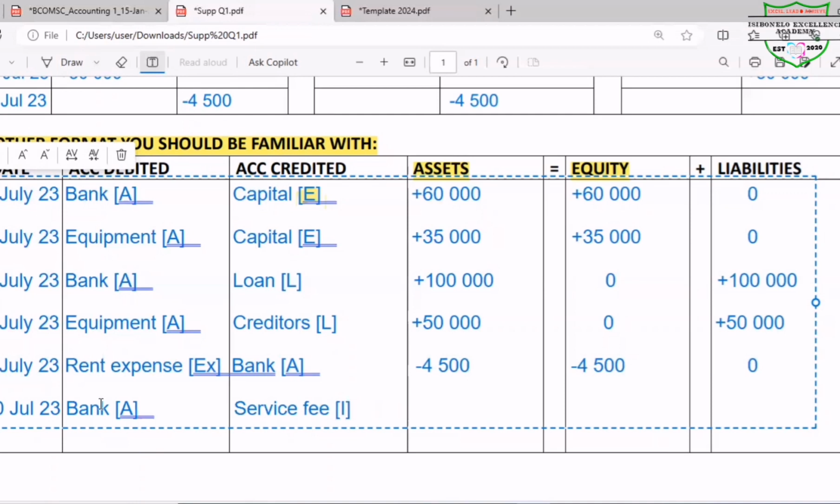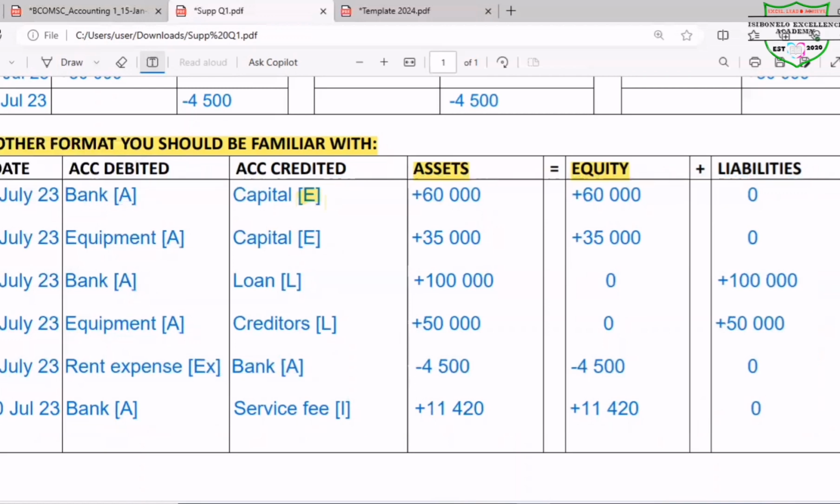So under the assets column, we're gonna have positive. Remember, bank is debited and bank is an asset. All assets are positive on the debit side. So bank is debited, so we're gonna have positive 11,420. And service fee is an income account. Remember the principle: income increases the value of equity, and expenses reduce the value of equity. So under equity, we're gonna add 11,420, and this column is not affected.